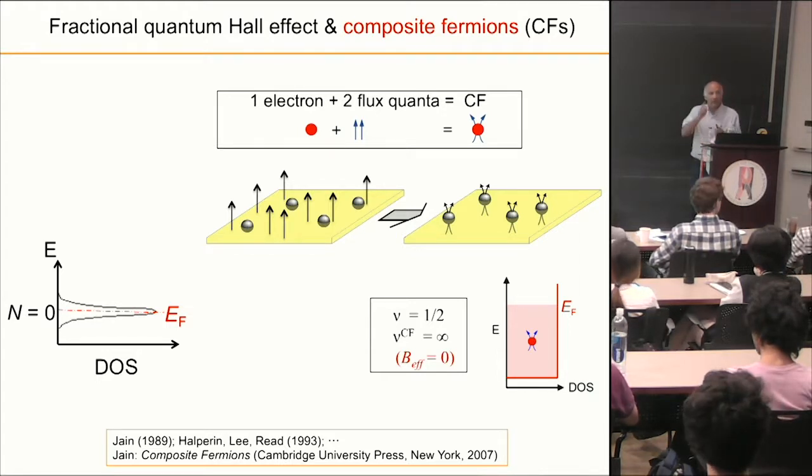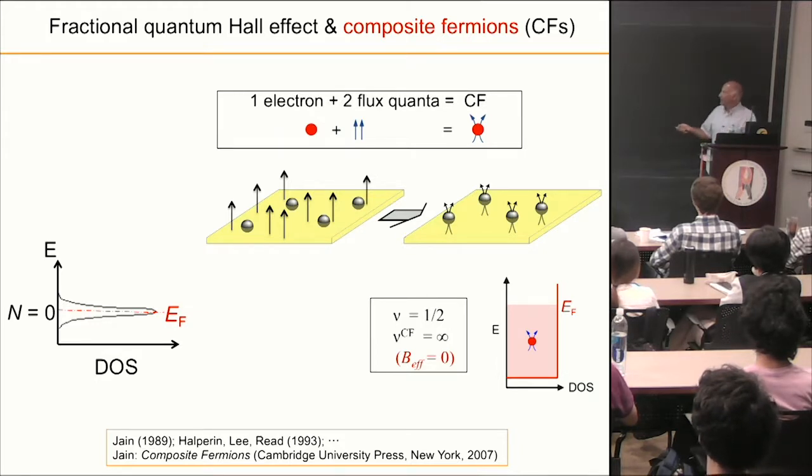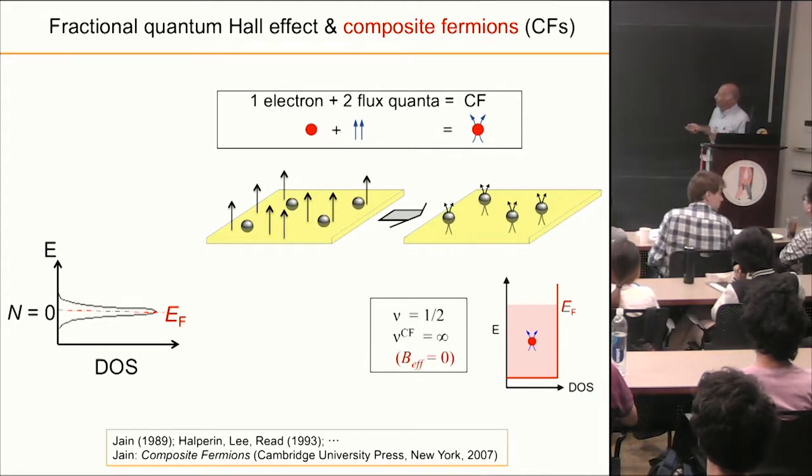Yes, sorry. Why 2 flux quanta instead of 1? So you could actually attach any. I mean, you could attach 3, then you get bosons. So it depends on how many you attach. The even number leads to a composite fermion, as shown here. In a second, I'll tell you what happens when you add one more flux. Just wait for a second.